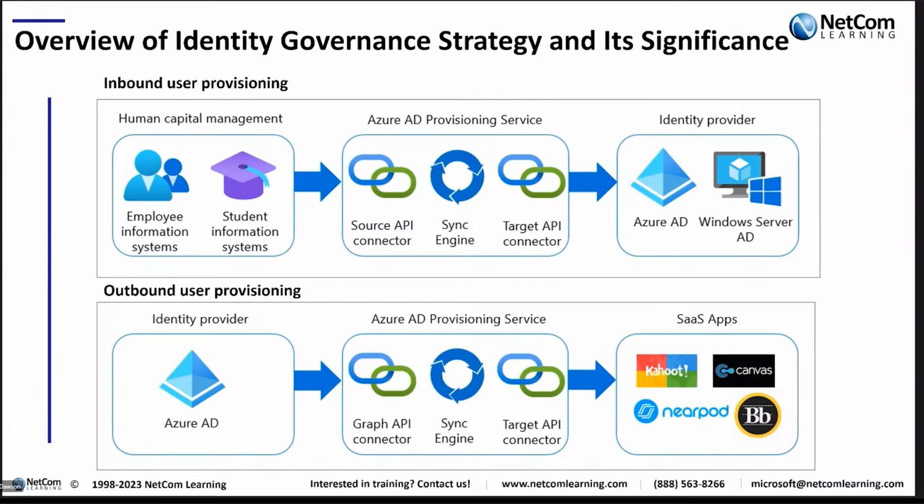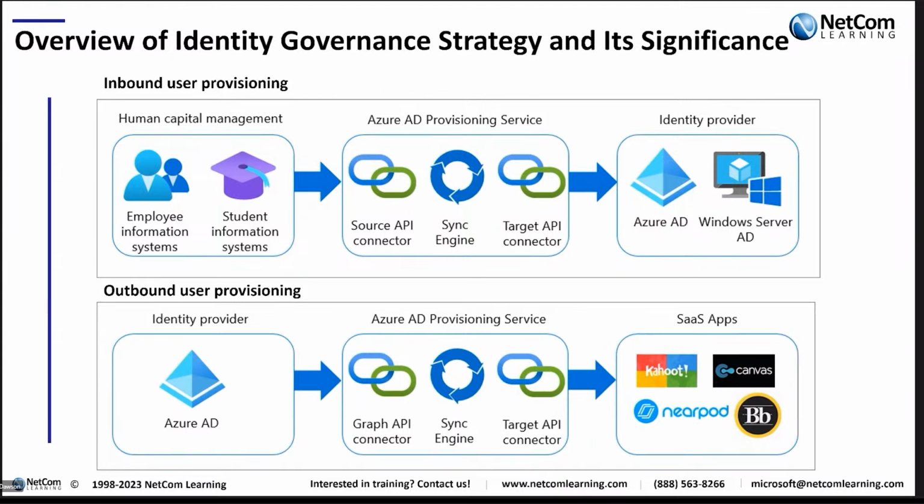So here's a couple of different examples of how we can do provisioning as part of our governance structure, right? If we're looking at inbound users, somebody that's coming into our organization, we're going to have human capital management, so HR. We're going to have generally an employee information system. We're going to have, in this case, we're looking at an educational system, but we would also have student information systems that would keep track of all of the student records and classes and grades and all that sort of fun stuff. And those would need access to Azure AD or Windows Server AD.